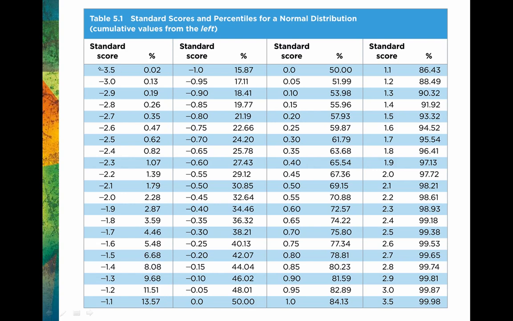So we're going to take the closest value. We're looking for -3.57. This is our closest value. And we see it's in the 0.02 percentile. So that's even much less than 1%, 0.02%.